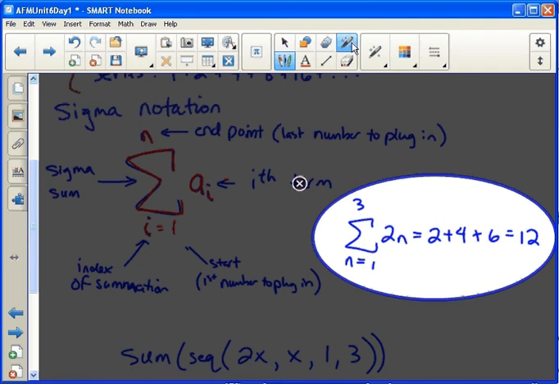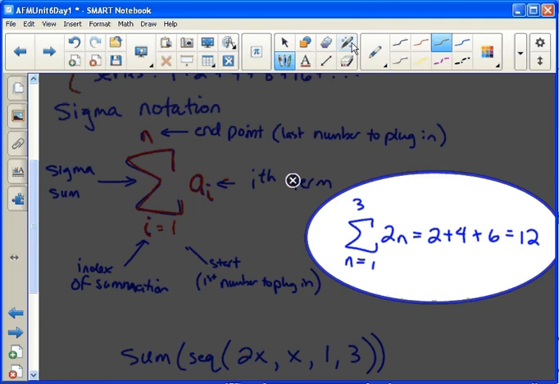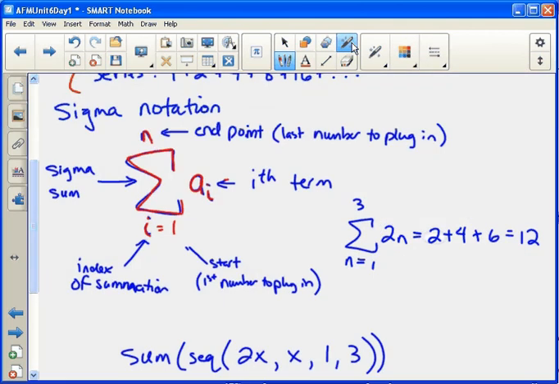Okay, so 2 times 1 is 2, gives me that. Then I just go up 1, so I go to 2. 2 times 2 is 4, so that gives me that number right there. 2 times 3 is 6, that gives me that number right there. And I stop because 3 is the number I stop at, because it's the one written on top. So then I just do 2 plus 4 plus 6, that gives me 12, and I have my answer.